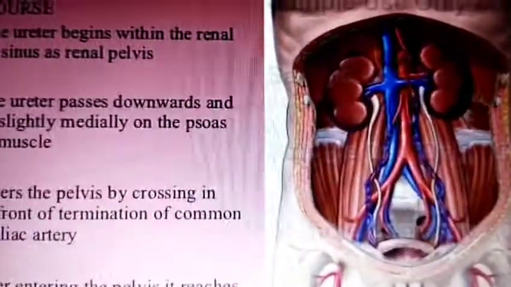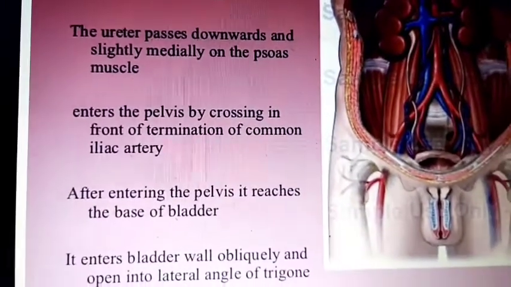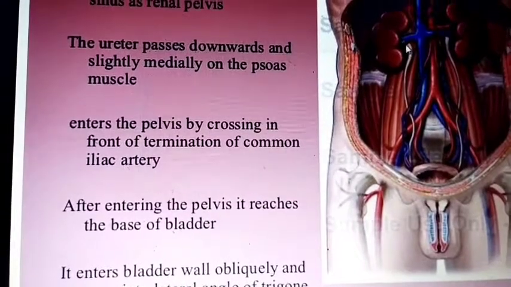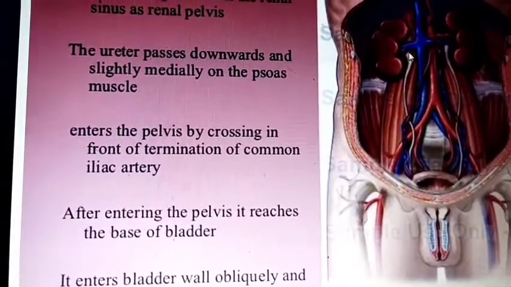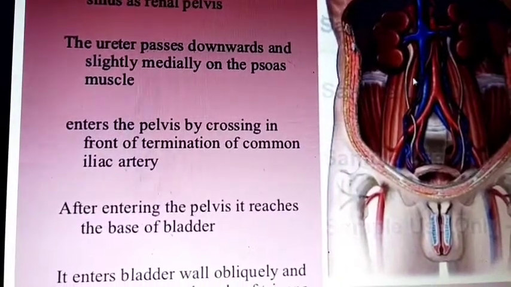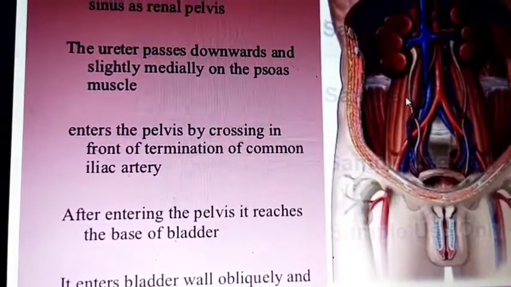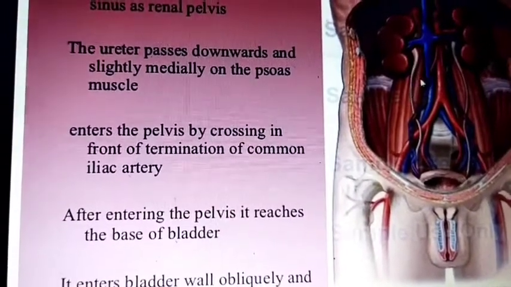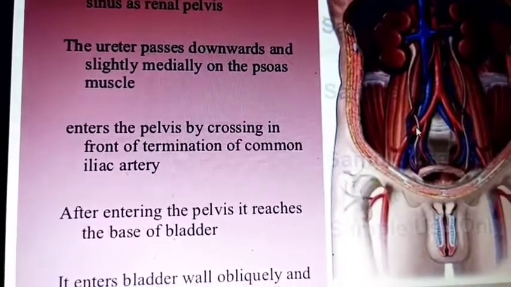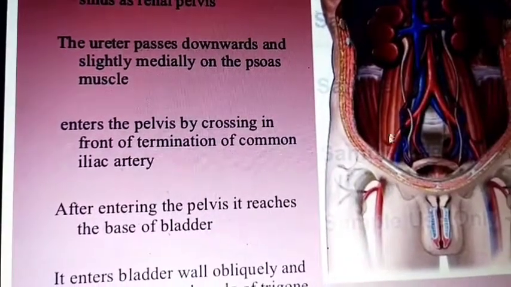You can see in this picture clearly, this is a renal sinus and this is a PV junction. It moves downwards and towards the medial side along with the psoas major muscle, a little bit medial to the psoas major muscle, and it enters the pelvic brim. Here is the pelvic brim.